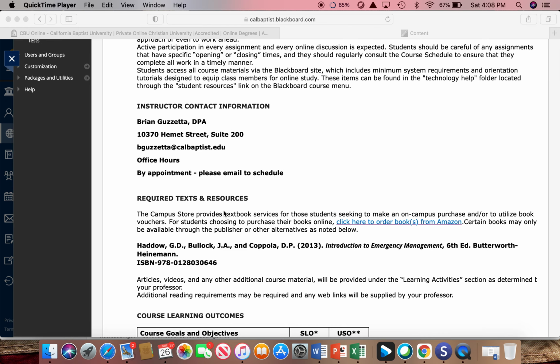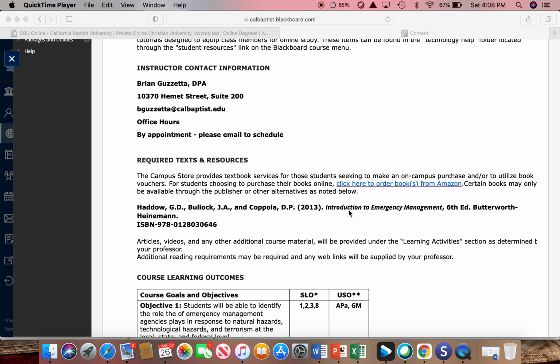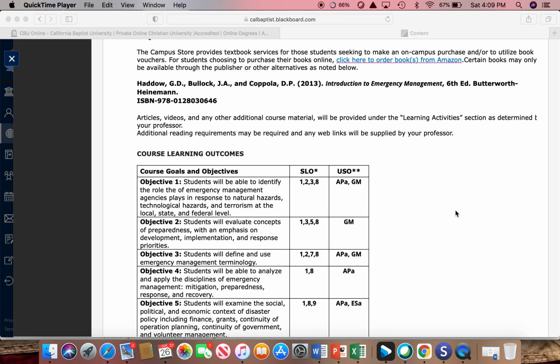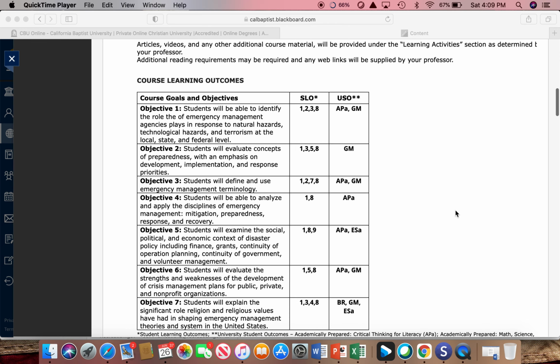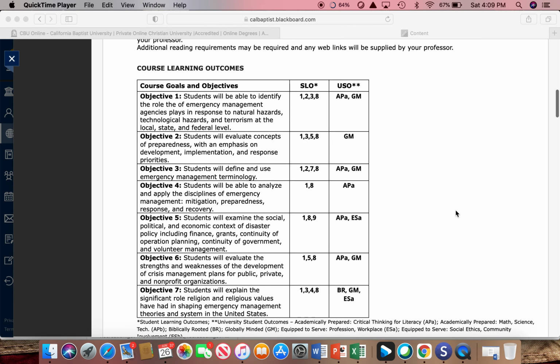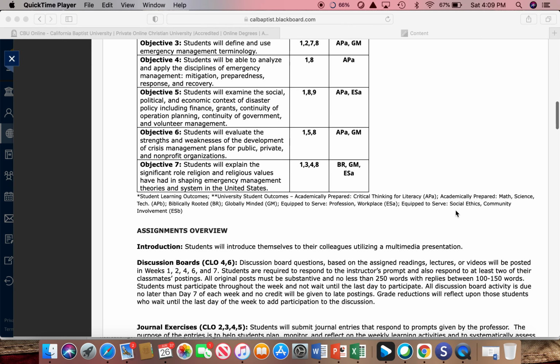Here we will now go to the required text. We can see that Introduction to Emergency Management, the 6th edition, is what we're working with. And hopefully by the time you're hearing this, you have already got your textbook and you become familiar with it. You can take your time and look through all of the objectives of this course and the student learning outcomes and the university student outcomes that are associated with it.